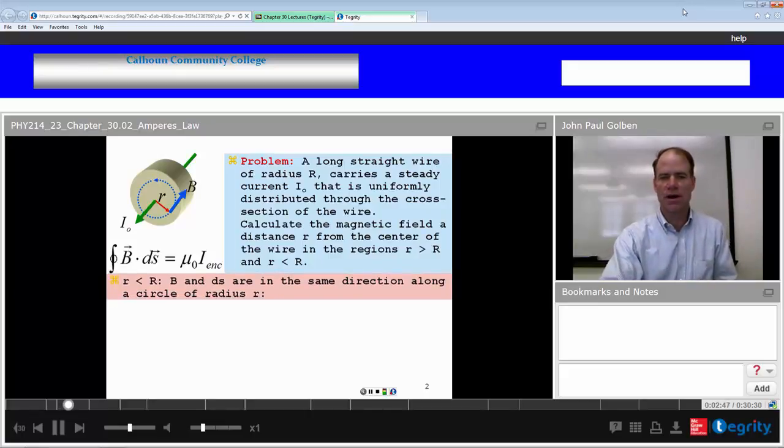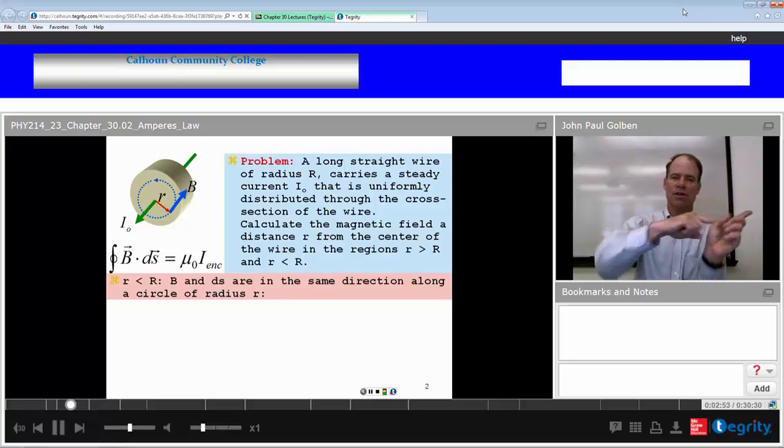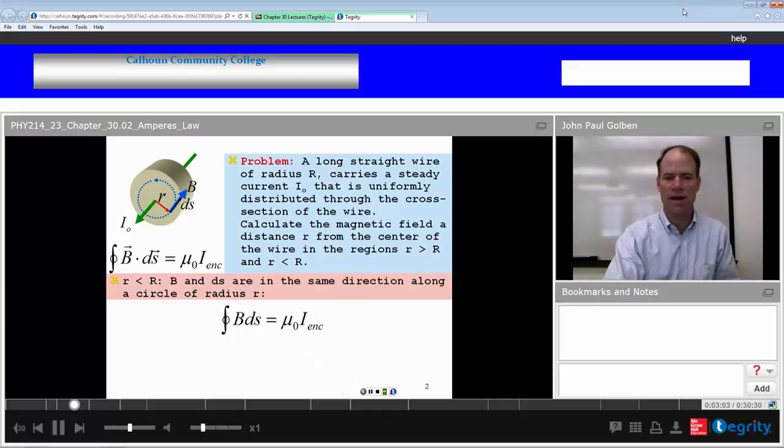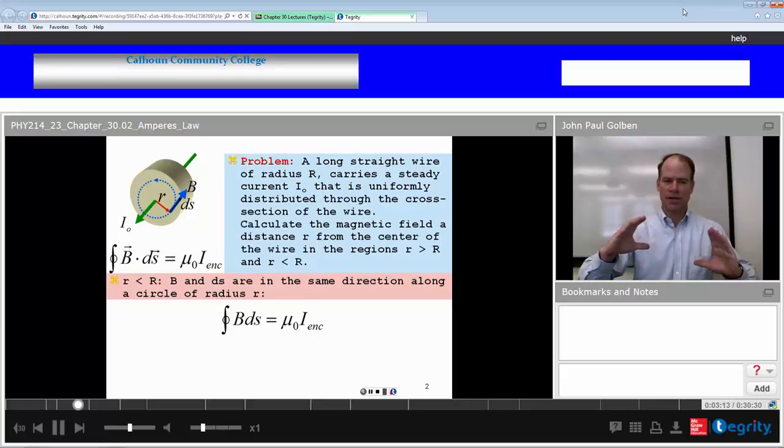As we consider our line integral, B and ds will be in the same direction all the way around this circle. Hence, B dot ds will be B ds cosine 0. Cosine 0 is 1, so we can simplify our integral to just the integral of B ds is equal to mu naught I enclosed. Sounds good?